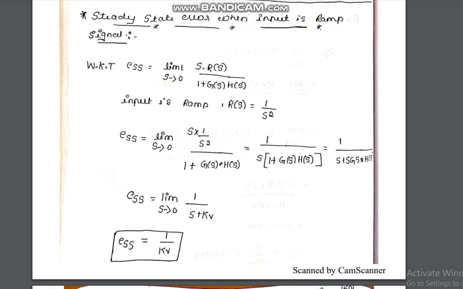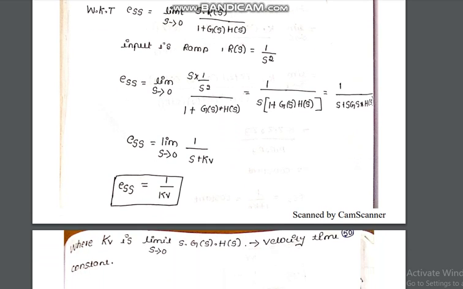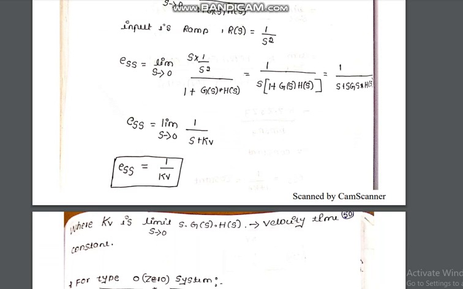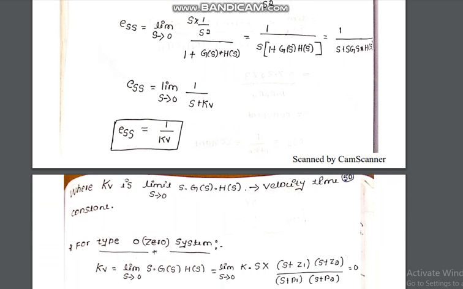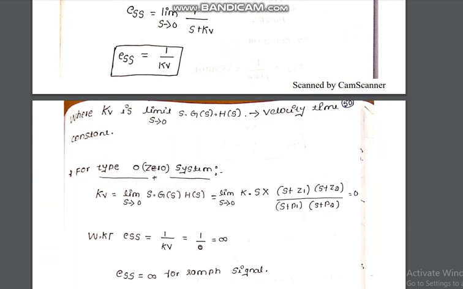So I can write this as ESS is equal to limit s tends to 0 of 1 divided by s plus Kv. So finally, the error ESS is equal to 1 divided by Kv, where Kv is the velocity constant, and it is limit s tends to 0 of s into G(s)H(s). In the next video, we'll discuss its values for type 0 system, type 1 system, and type 2 system for Kv.